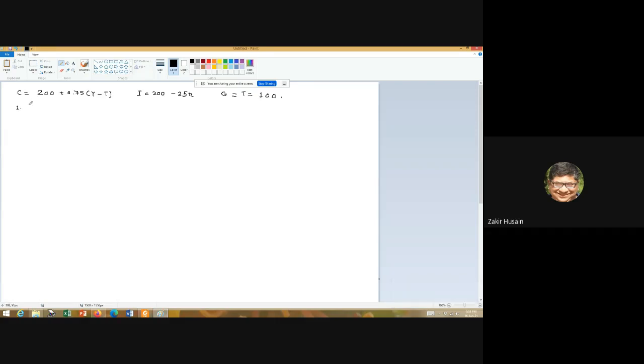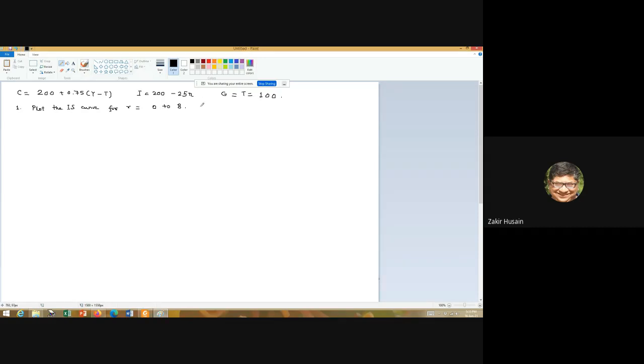So question 1 is to plot the IS curve for R equal to 0 to 8. Can you all see this? Yes, sir. Okay. So now tell me how to solve this.